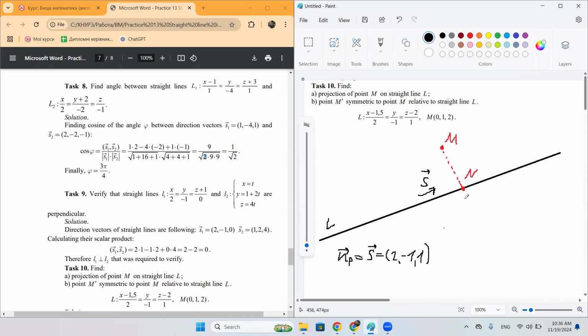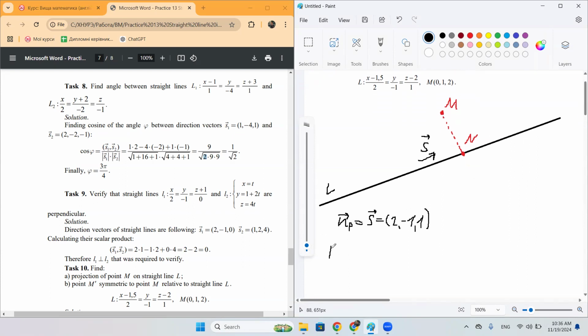So we will find the plane, and then we will find the intersection point of the plane and the straight line. So 2x, no, just 2x minus (y minus 1) plus (z minus 2). Yeah, so confusing coordinates a little bit.